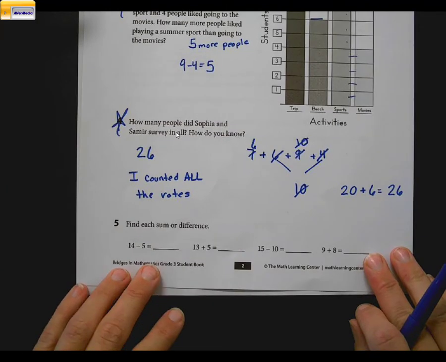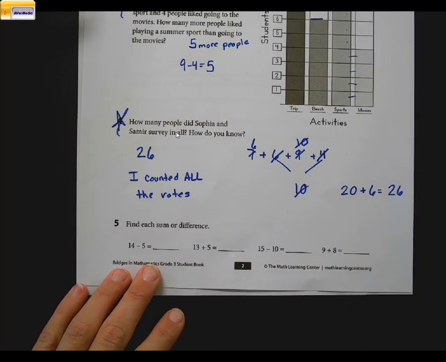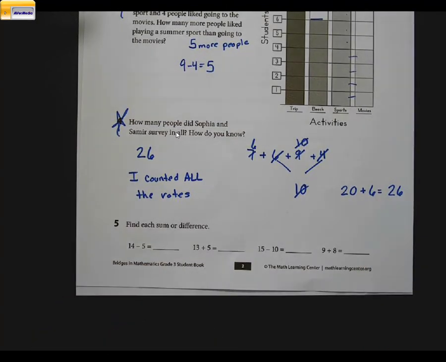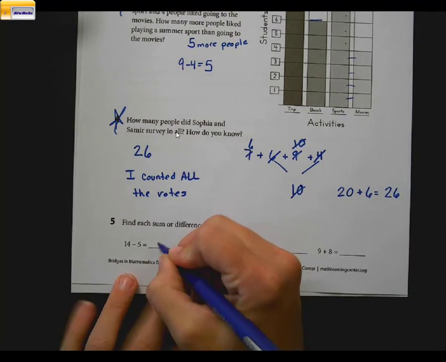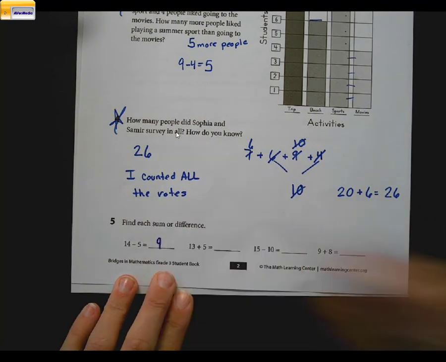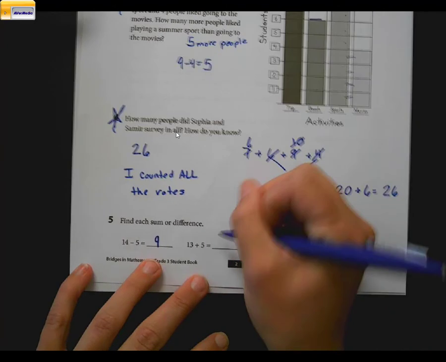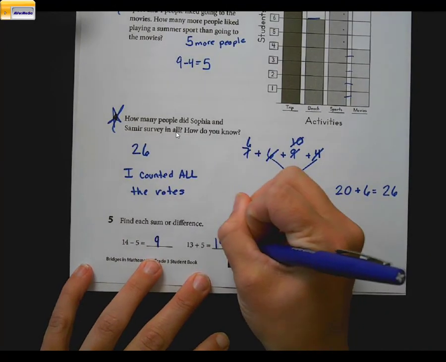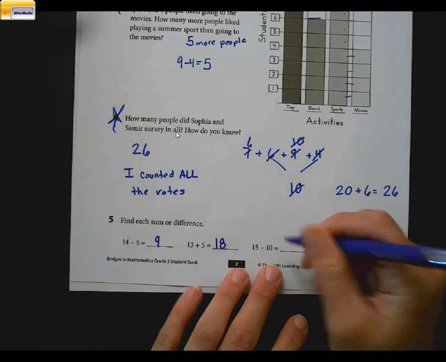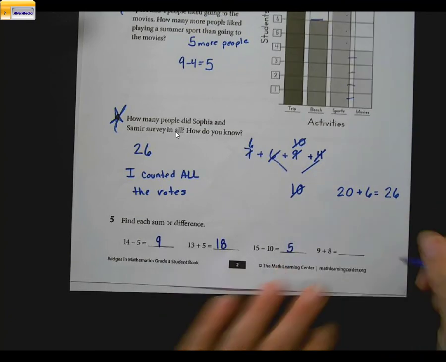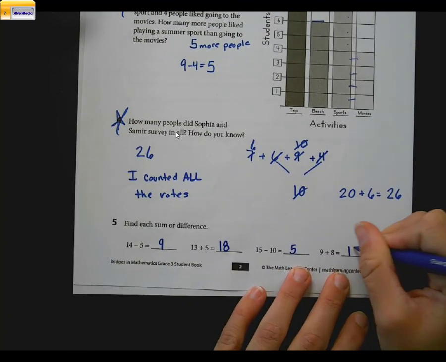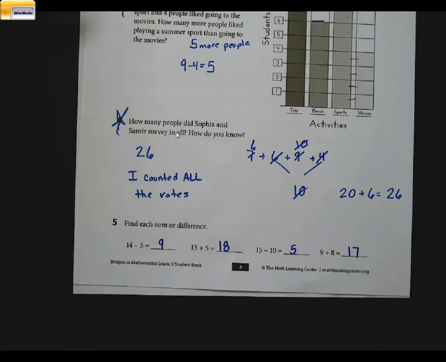Then down here for find each sum or difference, here I'm just going to go ahead and quickly write your answers. So I have 14 minus 5 equals 9. 13 plus 5 equals 18. 15 minus 10 equals 5. And 9 plus 8 equals 17. So you get a star for each one of those that's correct.